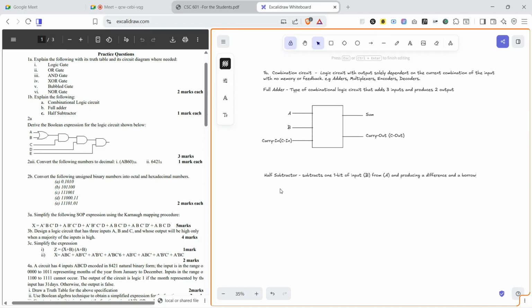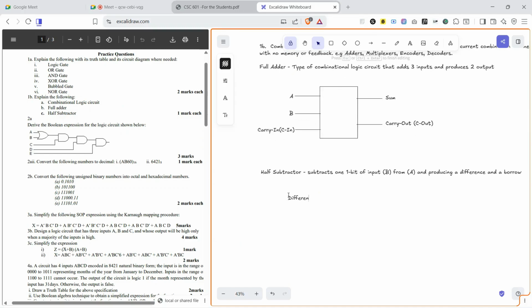So the difference is represented as A plus B, and then the borrow is represented as A bar B. So that is a subtractor.